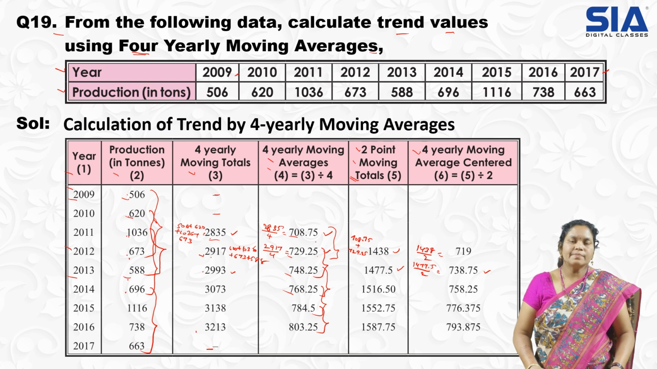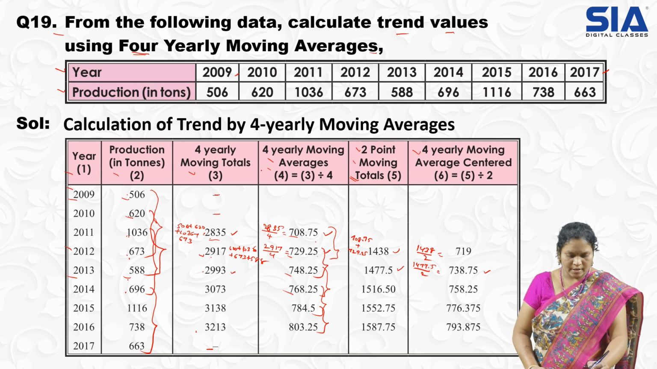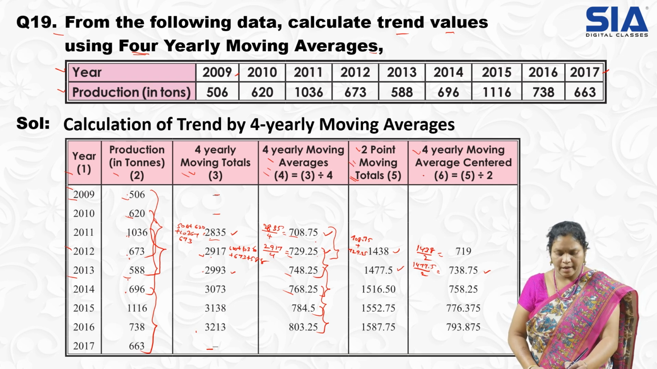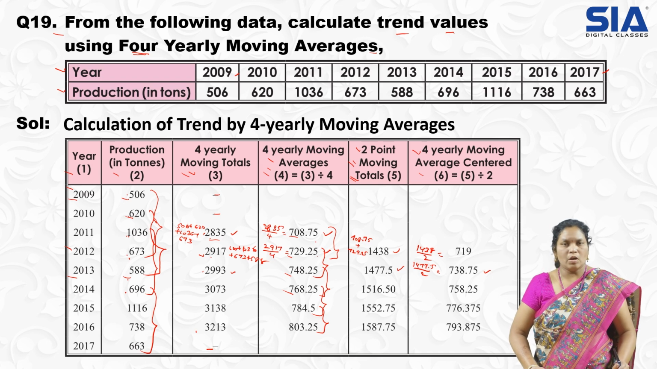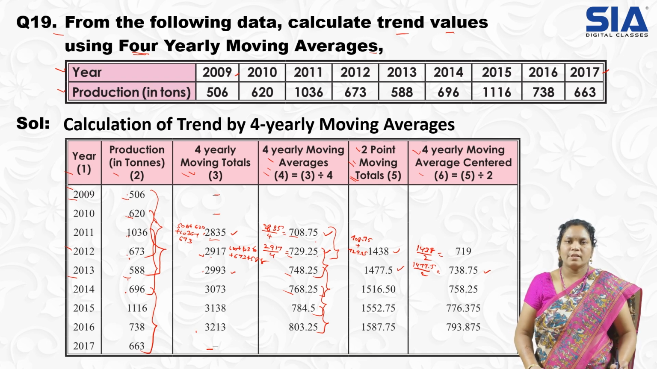So in the first column, simply add up four values. In the next column, the 4-year moving average, divide by 4. In this column, first totals, then divided by 4. Then whatever you have obtained, total two at a time. Then whatever we got, divide that by 2 in the last column. This is how we obtain the 4-year moving averages in the last column. So this last column's values are the moving average values.